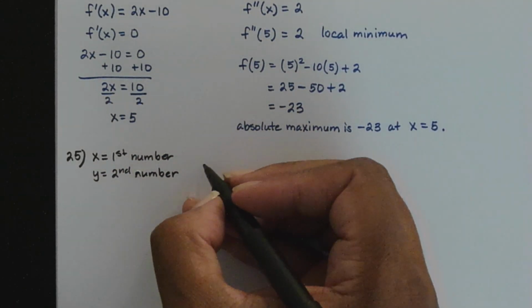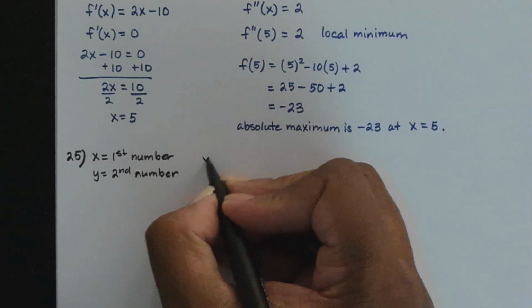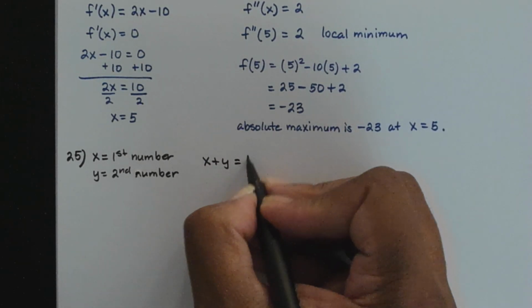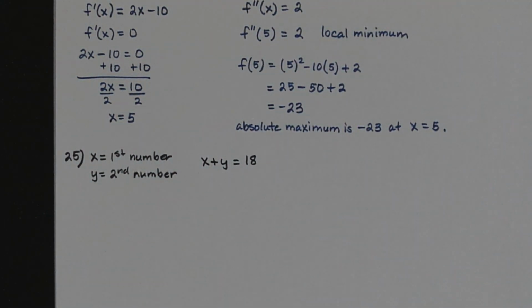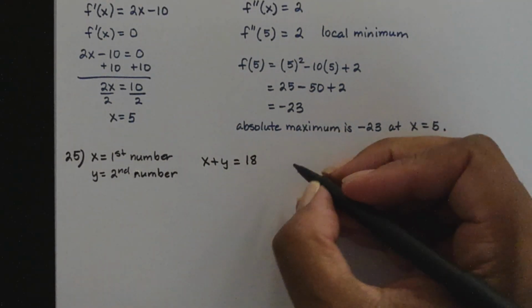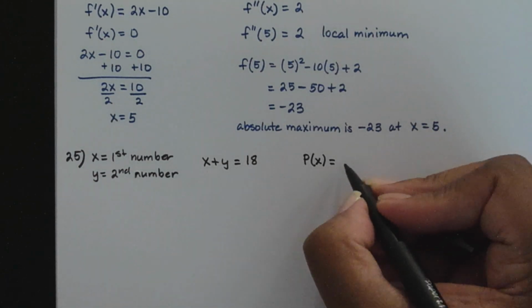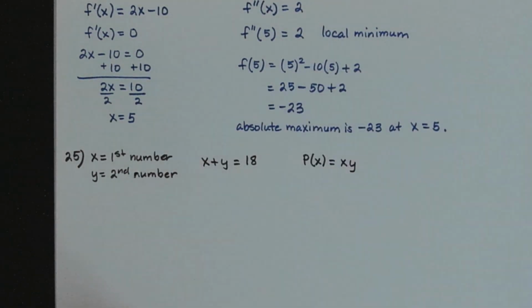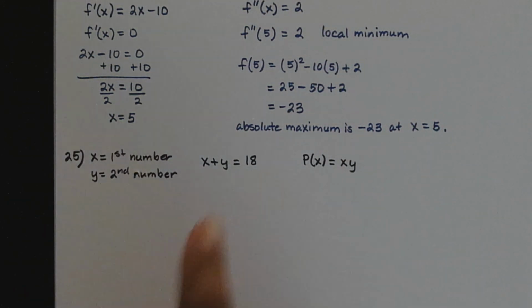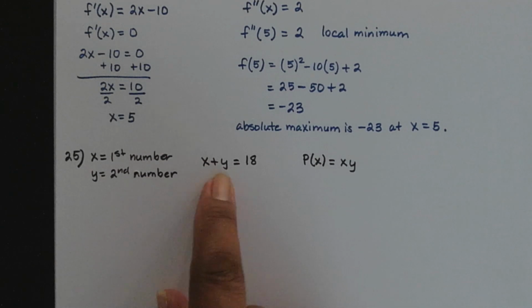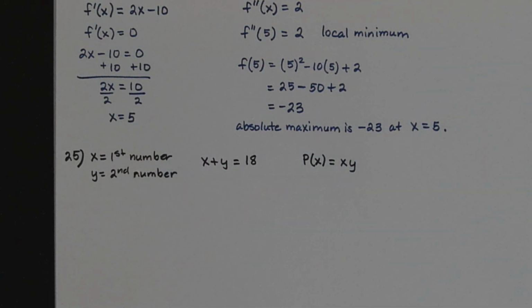Now we're told that the sum is 18, so x plus y will be equal to 18. And the product will be a maximum, so I'm going to say P of x is equal to x times y, because product means you multiply. I'm going to put P of x in terms of x, so I need to solve this equation for y and then do the substitution.